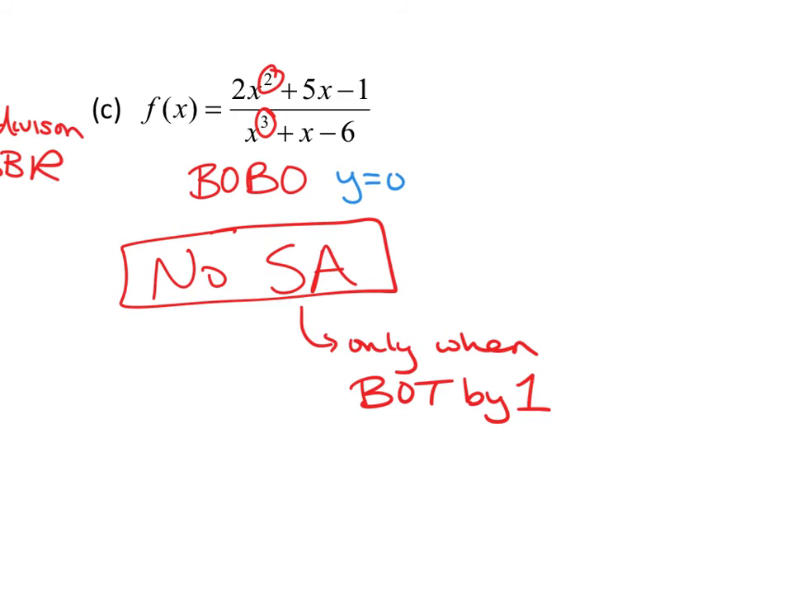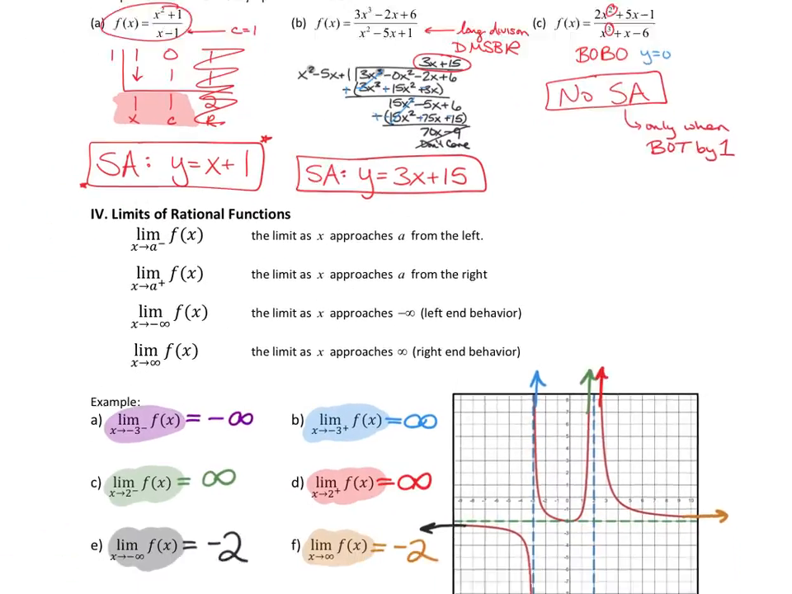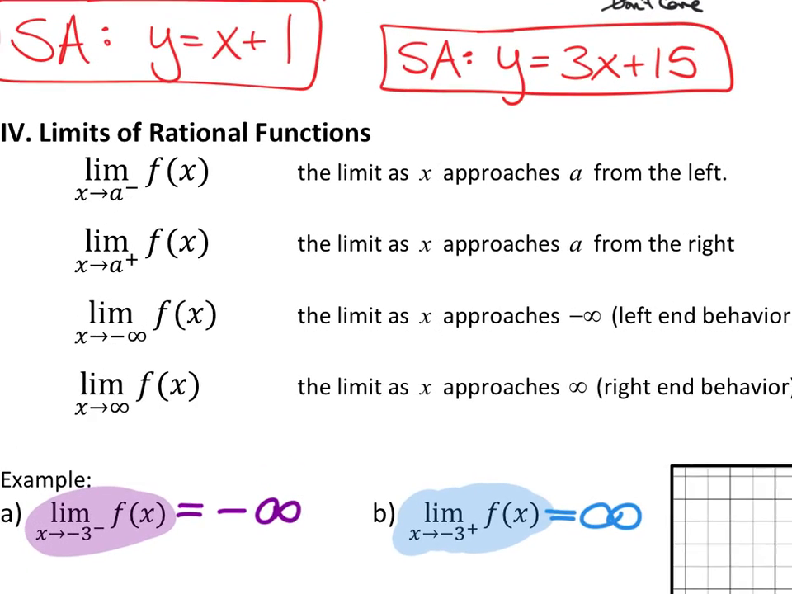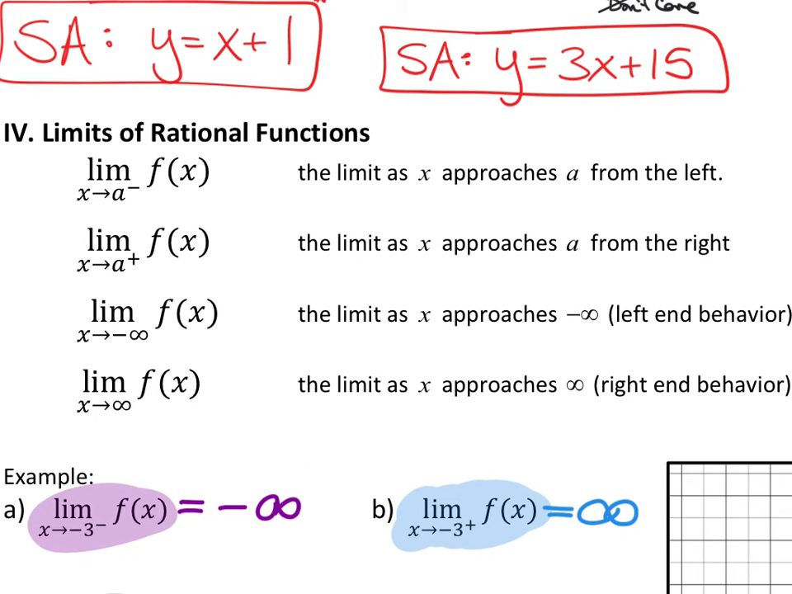The last section on these notes is about the limits of rational functions, and we need to get really used to the way that limits are written. This first limit is a little bit different. We've actually seen this a little bit before. The limit as x approaches a from the left is how you say this, from the negative side. The limit as x approaches a from the positive side, or from the right. Then we have the limit as x approaches negative infinity, and as x approaches positive infinity. That's our end behavior on the left side and on the right side.